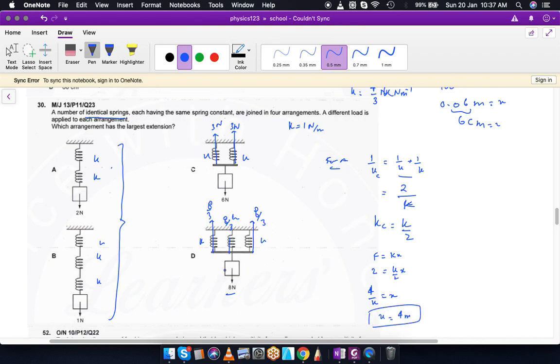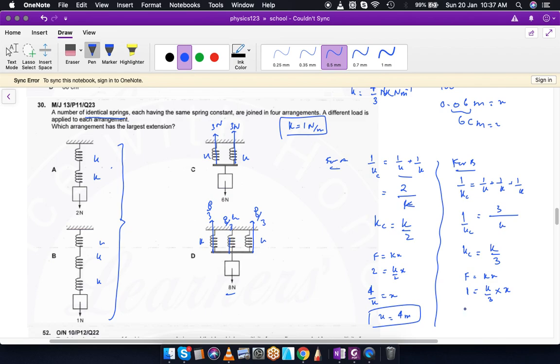Oops, that's large. Okay, now for the next one, we could do the same. For B, it would be 1 over kc, the combined, equals 1 over k plus 1 over k plus 1 over k. So theoretically it's 3 over k, and the combined kc would be k by 3. Now if you use the same formula, F is equal to kx, but the force is 1 this time, and this is going to be k over 3 times x. So if k is 1, which I suppose, then basically the extension will be 3 meters.